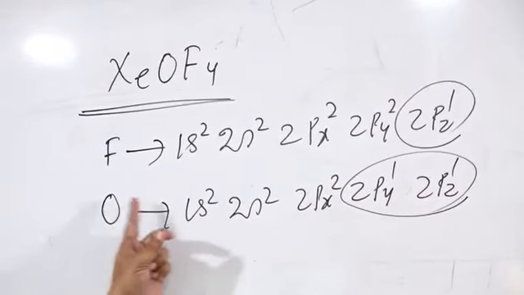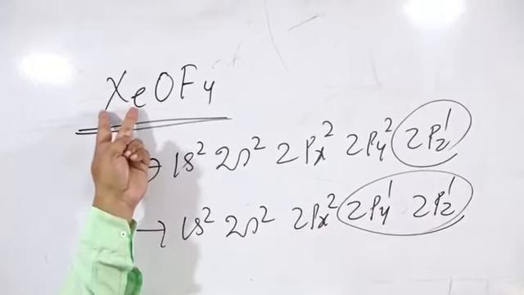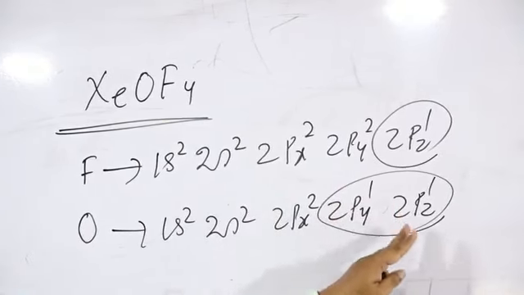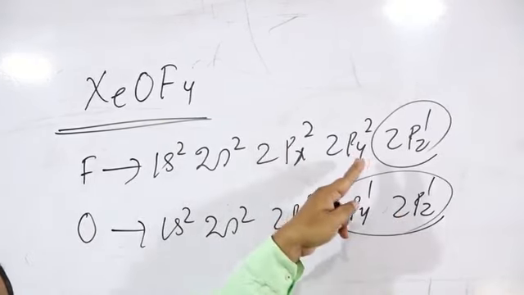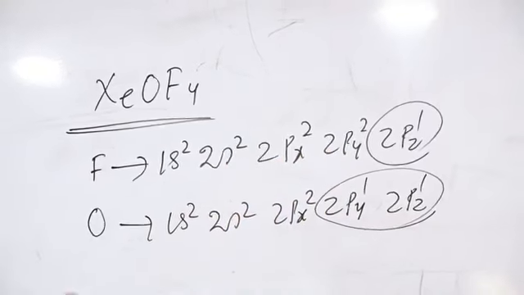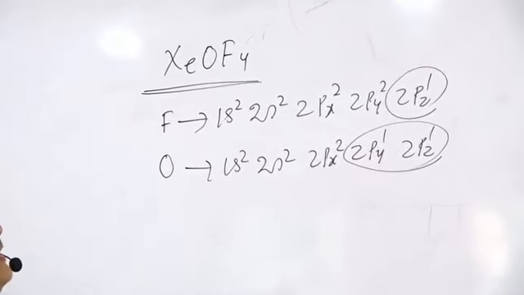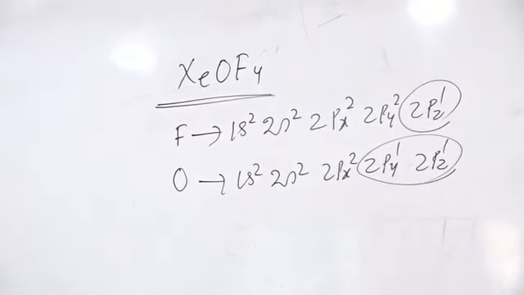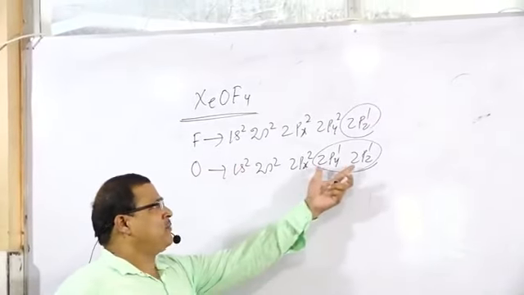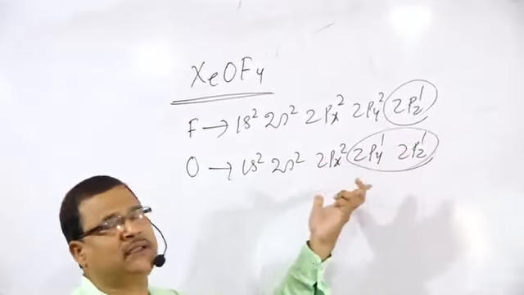So two bonds will be formed by that oxygen atom with the same central atom, that is xenon. Means one will be sigma and another will be pi. But fluorine atom has the ability only to form sigma bond. Then how many unpaired electrons are required? First, we have to find out that one oxygen atom will form 2 bonds, 4 fluorine atoms will form 4 bonds, 4 plus 2, that is 6.